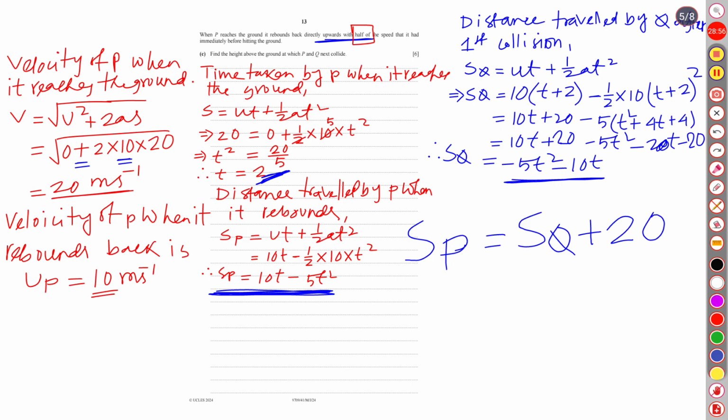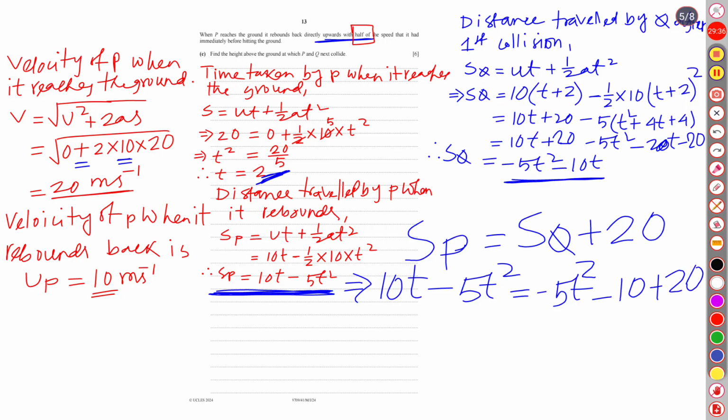So let's solve this. SP is equal to 10t minus 5t square. And the displacement traveled by Q was minus 5t square minus 10t, and it was above 20 meters height, so 20 should be added to Q.